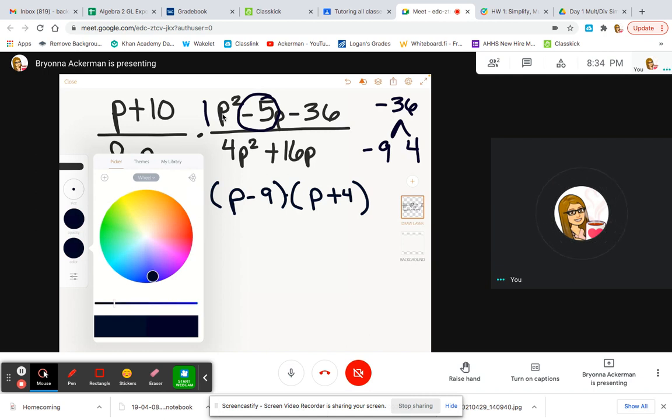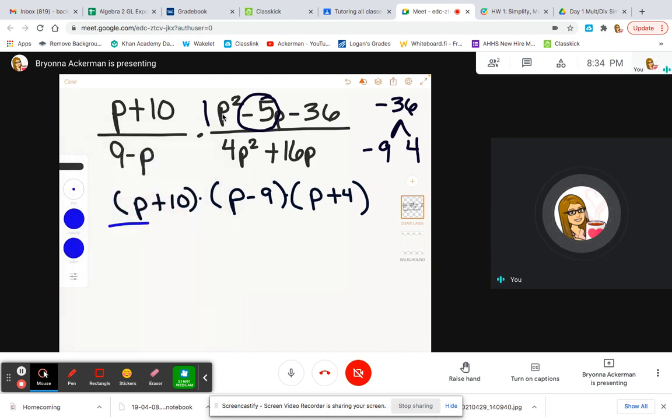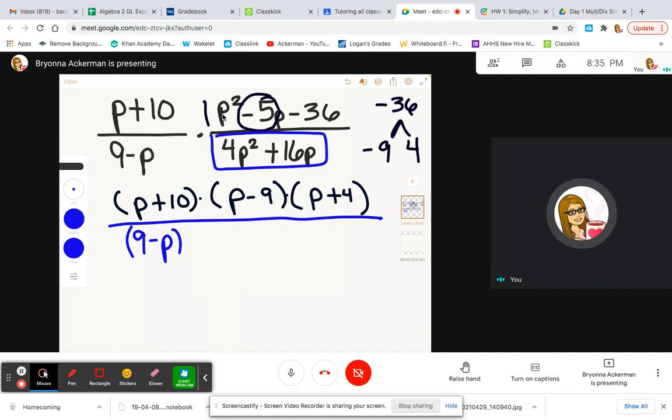So then my denominator, we're going to do the same thing. This 9 minus p cannot be factored. But this piece, we can take out a 4p from there. So we're going to take out a 4p. If I take out 4p, what's left? I have a p plus 4. Okay, and that's what's left.